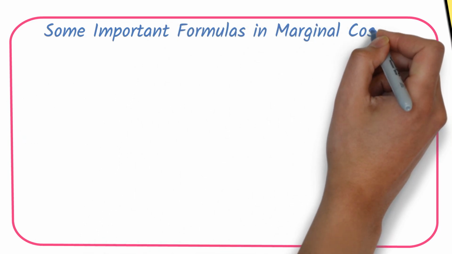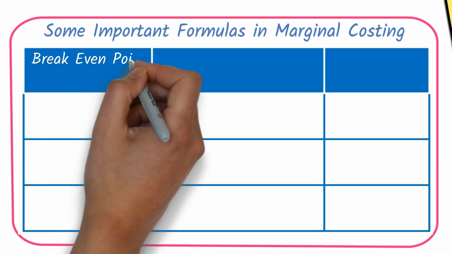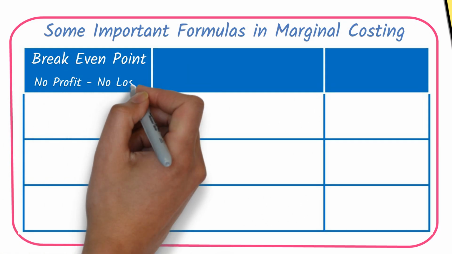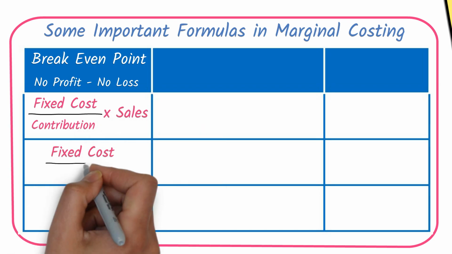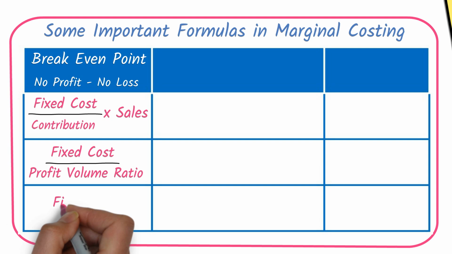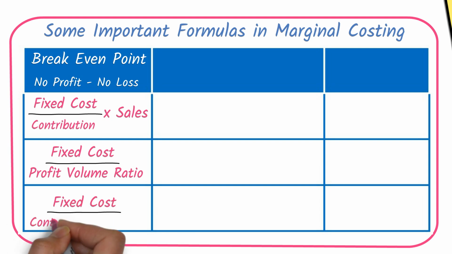Some important formulas in marginal costing. Firstly, break-even point. It is a situation of no profit, no loss. Here, fixed cost divided by contribution into sales. Then fixed cost divided by profit volume ratio, or fixed cost divided by contribution per unit. Based on the available details in the given question, you can apply any one of these three formulas.